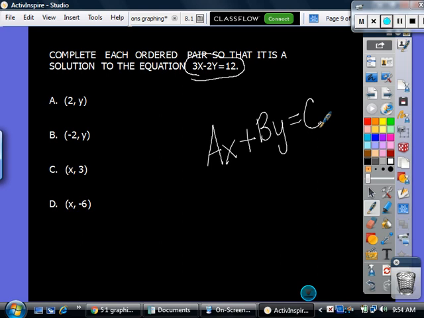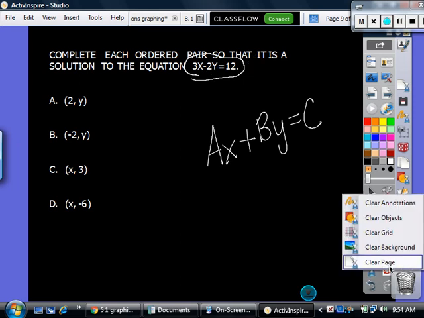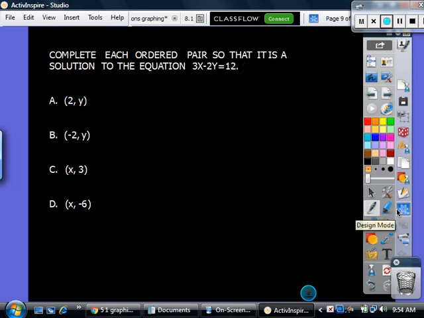Anybody remember talking about standard form and doing graphs of lines? So in this particular case, A is 3, B is -2, and C is 12. So this equation is a linear equation in standard form. All right, this says complete each ordered pair so that it is a solution to this equation. We're going to work some problems like this together so that you can do some on your own. We're going to take A, for example, first.